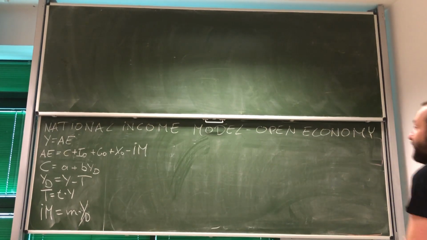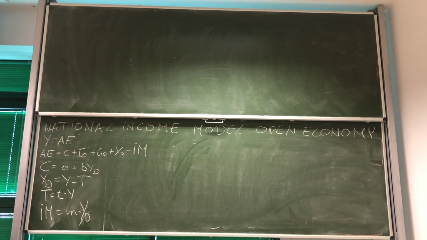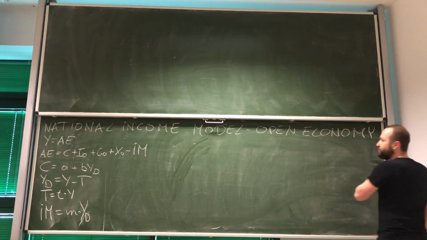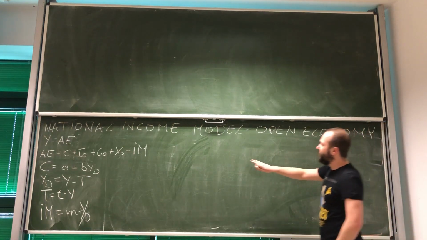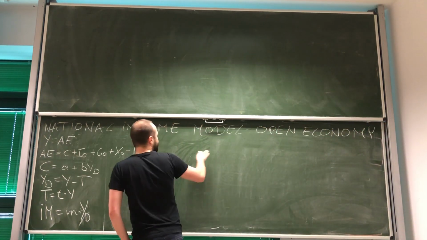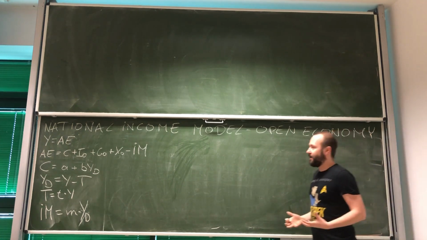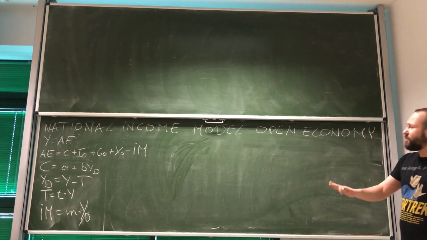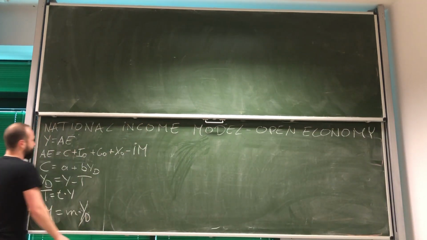Hi. In the last video, we've covered comparative statics in national income model for closed economy. Now we're going to just modify our results slightly in order to accommodate open economy, and we'll see what is the impact of this on our results. Okay, so first, just as before, we need to calculate the equilibrium.